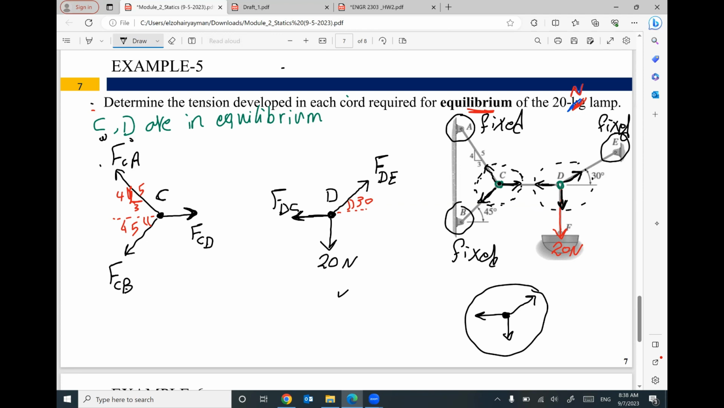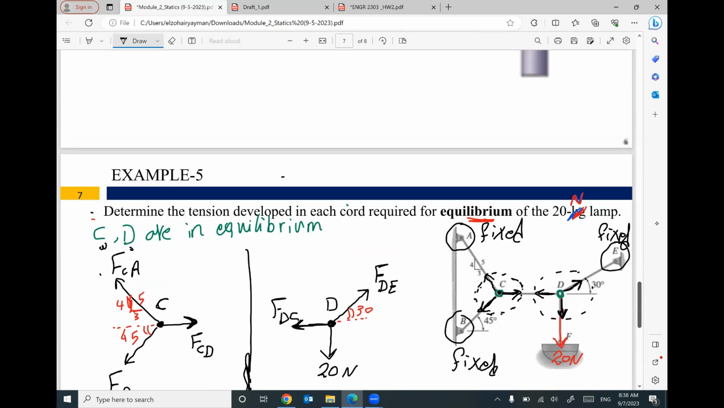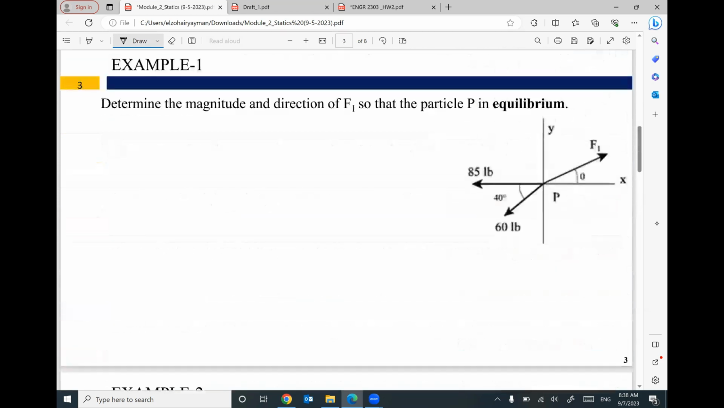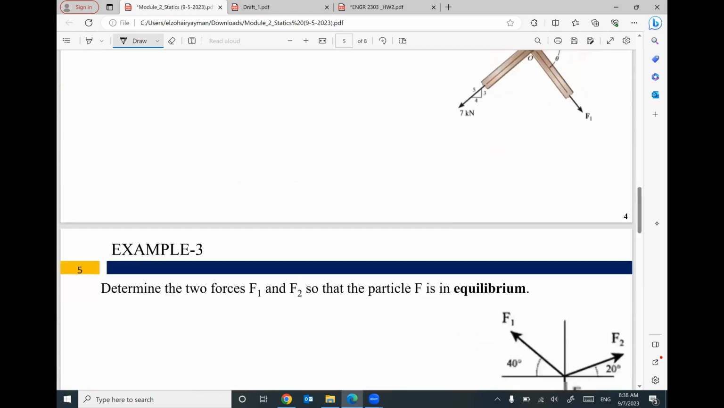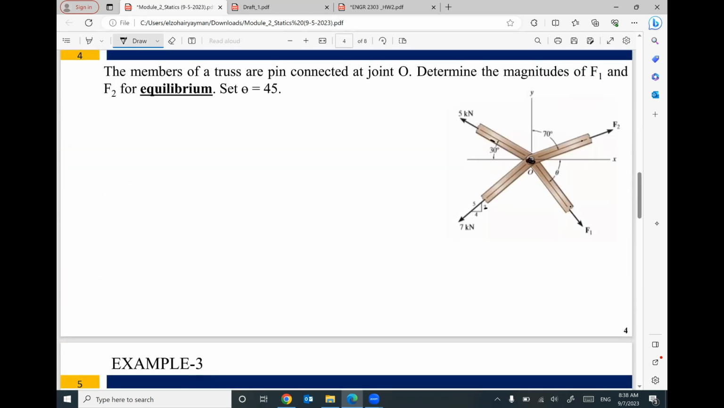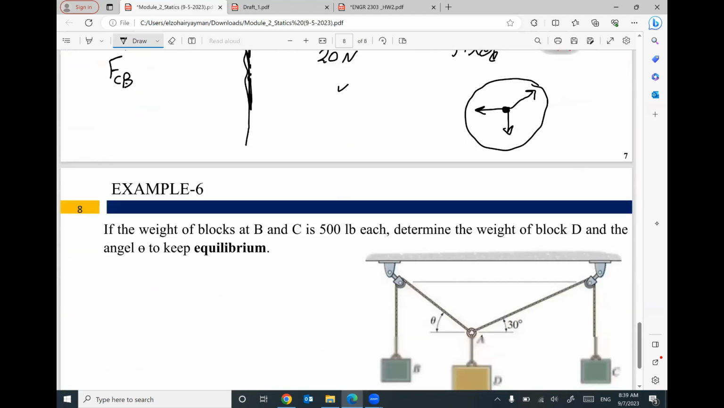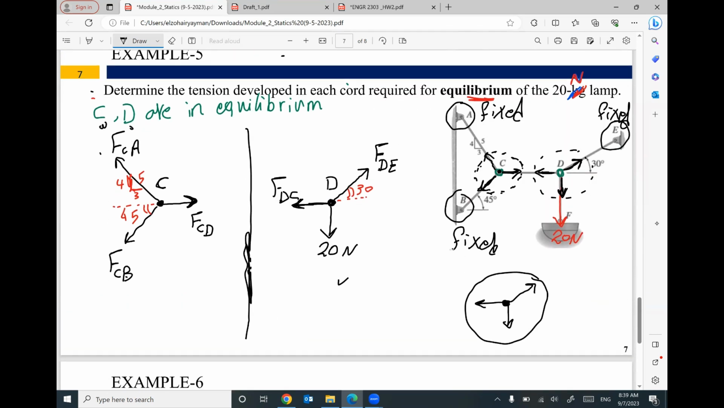Any questions so far? Looks like we have two problems. If you remember what I did last meeting, like this one, we have a point with many forces. So it looks like I break this example into two problems, this one and this one. Okay? This is the most important part of the problem.